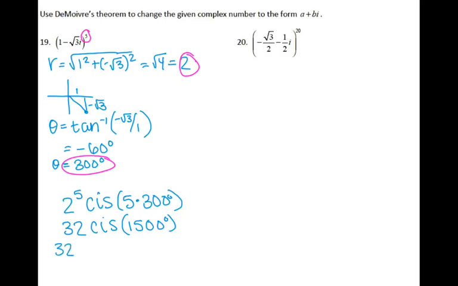So I have 32 times cosine of 1500, which is 1/2, and then plus i sine of 1500. So plus root 3 over 2 i, and then I can distribute that 32. So 32 divided by 2 is 16. So that gives me 16 plus 16 root 3 i.